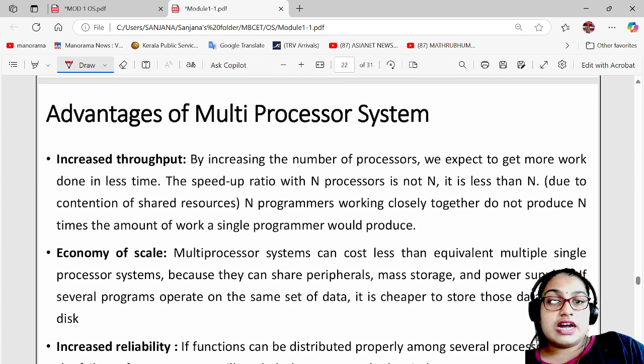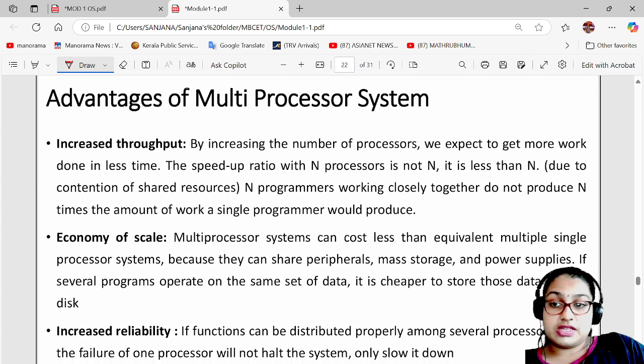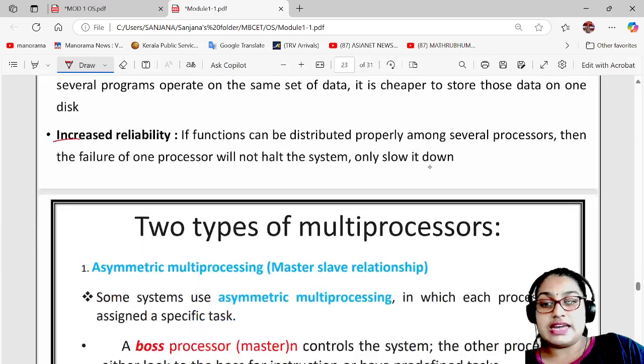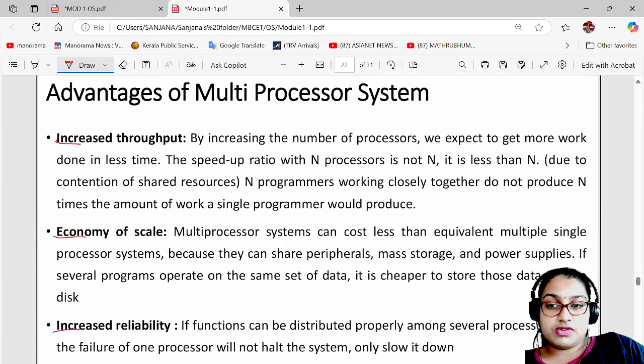Now, what are the advantages of a multiprocessor system? We have different advantages like increased throughput, economy of scale, and increased reliability. As of now, just learn these three advantages. Increased throughput: when the number of processors is increased, we expect to get more work done in less time. Increased throughput means I need to do more work in less time.